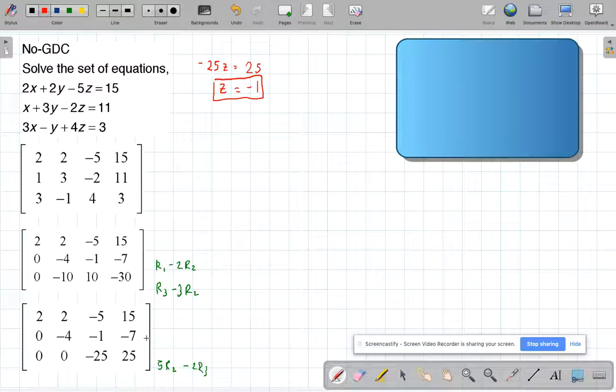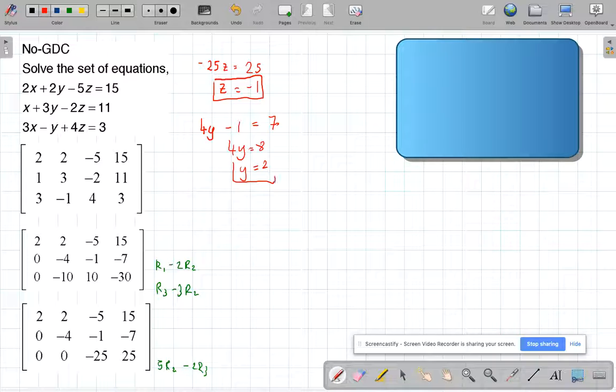I can then go up to the second matrix here, or the second line, and in fact these are all minuses, so I'm just going to times that by minus 1 and make it 4y plus z, and z is minus 1, so take away 1 equals 7. So remember, I've multiplied all those by minus 1, so 4y is 8 and y is 2.